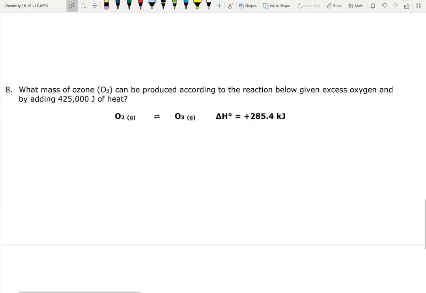This question says, what mass of ozone, and ozone's formula is O3, can be produced according to the reaction below, given excess oxygen. So we've got all kinds of oxygen in our atmosphere, and that oxygen is every day being converted into ozone gas. One place that it happens very naturally and all the time is in lightning strikes. So if you are near lightning strikes during a thunderstorm, if you know the smell of ozone, you might actually smell it.